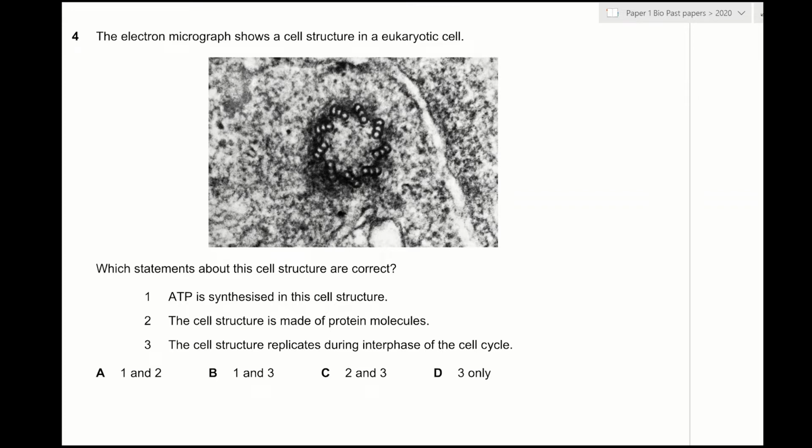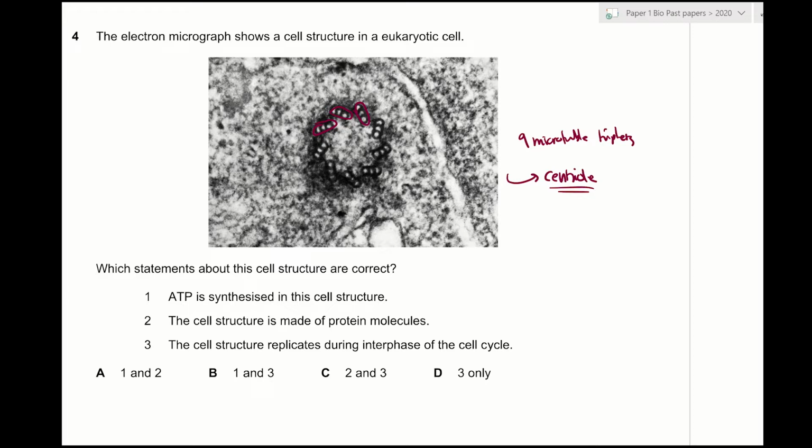Question number 4. The electron micrograph shows a cell structure in a eukaryotic cell. Which statements about the cell structure are correct? First of all, we must even identify what the cell structure is in the first place. Here we could clearly see 9 microtubule triplets. So 9 microtubule triplets. And this cell structure corresponds to a centriole. So we now know that we are looking at centrioles, and this is what it looks like under an electron microscope.